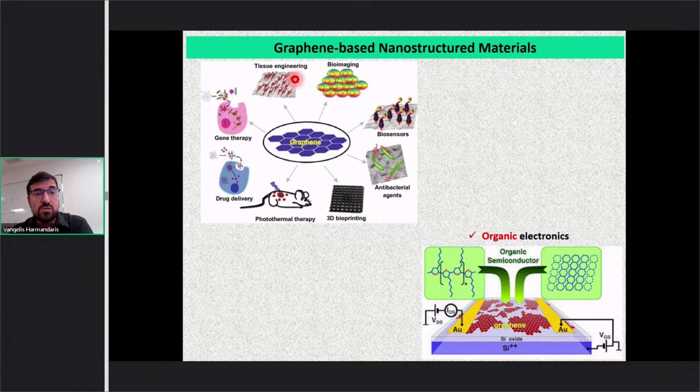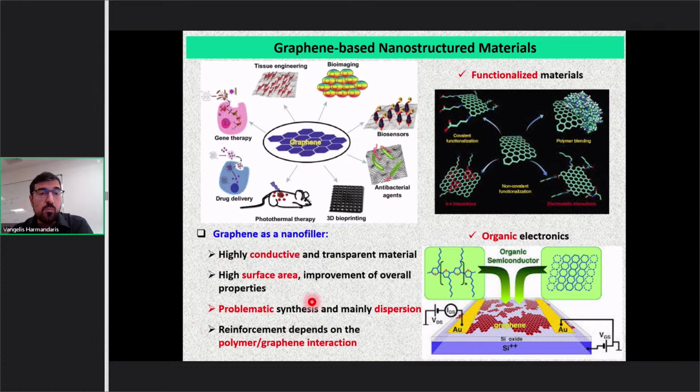The reason it is envisioned as a potential material for all these applications is primarily because of its unique properties, as you can see here, for example, but at the same time, it's relatively easy to functionalize it, and from that to change the properties of the pristine graphene and to create new materials.